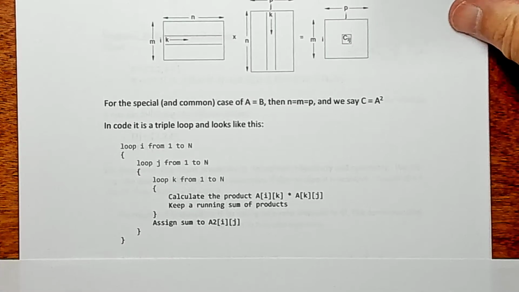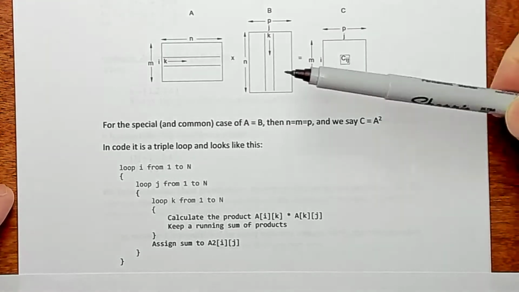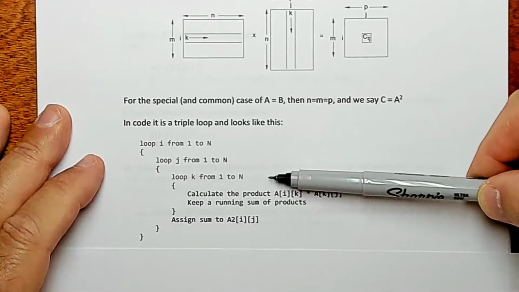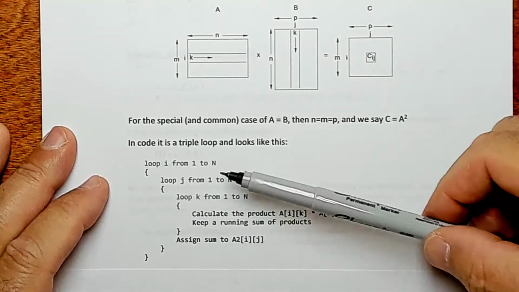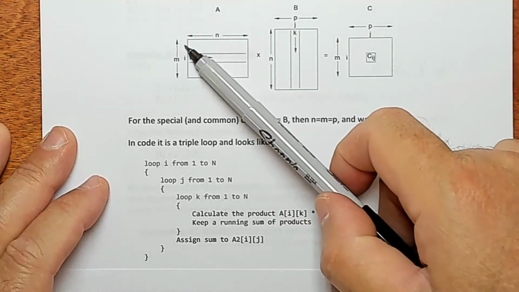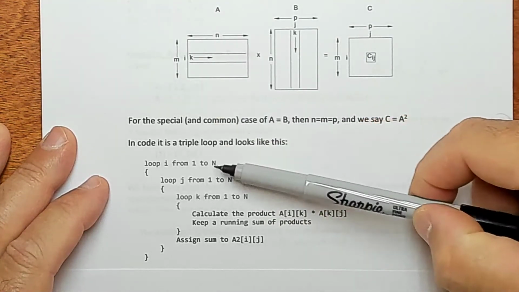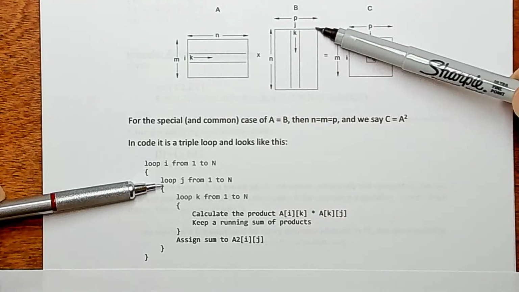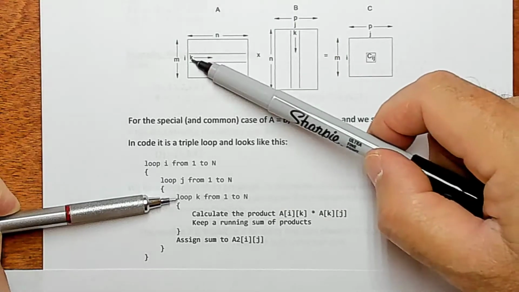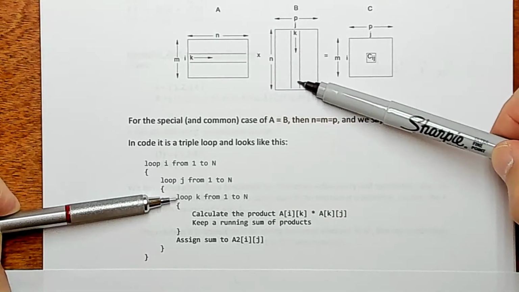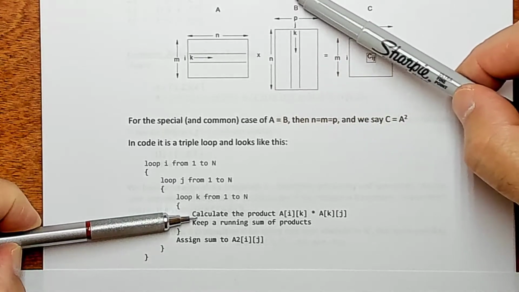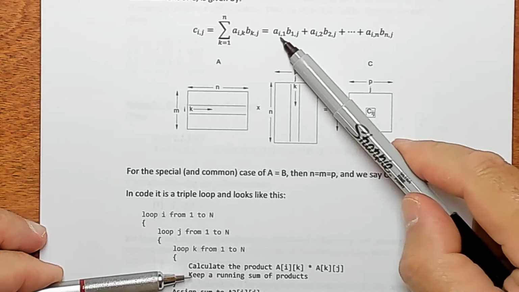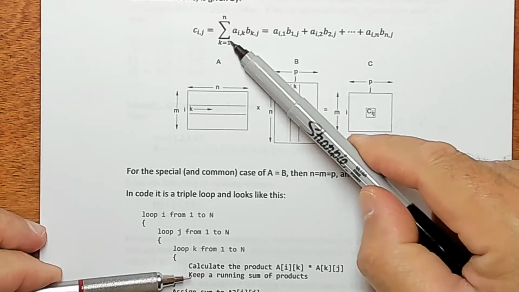Here's what it looks like in code. It's going to be a triple nested loop. You're going to walk i down these rows. That's this outer loop right here. i is walking down these rows, and j is walking across these columns, and k is doing two things. It's going down this row and then down this column. And then you're doing what's in the math here. k is 1 here, so k is going from 1 to n.